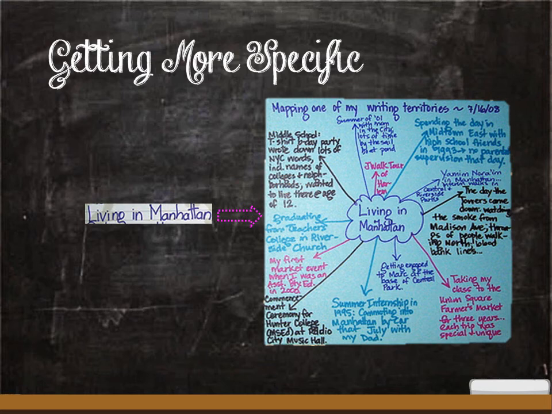So let's look at a few of the things on her list. She talks about the summer of 2001 with her mom in the city. Lots of time by the sailboat pond. She mentions going on a jaywalk tour of Harlem, spending the day in Midtown East with high school friends in 1993. It says there was no parental supervision that day. Sounds like trouble. She talks about Yamim Noraim in Manhattan and taking these long walks by the Central and Riverside parks. She remembers the day that the Twin Towers came down and watching the smoke from Madison Avenue.